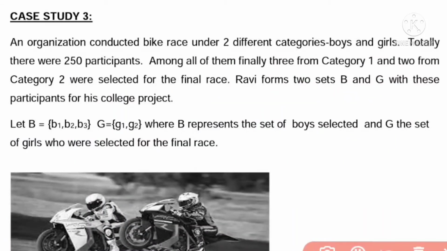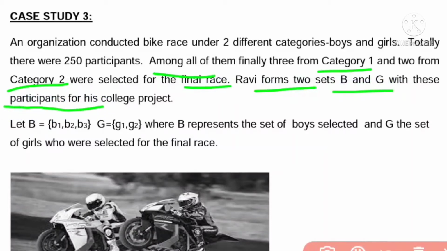An organization conducted a bike race under 2 different categories, boys and girls. Totally there were 250 participants. Among all of them, finally 3 from category 1 and 2 from category 2 were selected for the final race. Ravi forms 2 sets B and G with these participants for his college project. In B we have 3 participants, B1, B2, B3, and in G we have 2 participants, G1 and G2, where B represents the set of boys and G the set of girls.